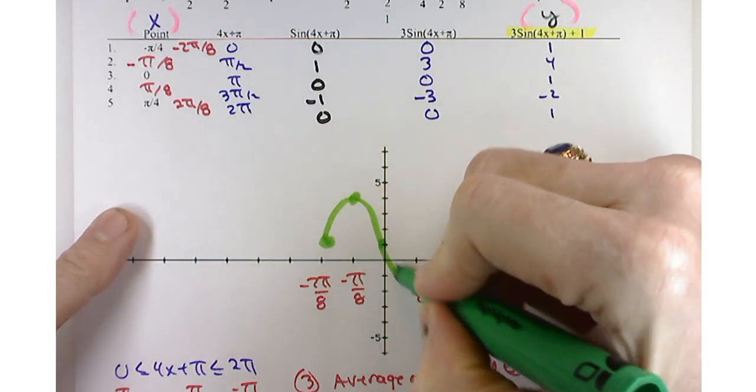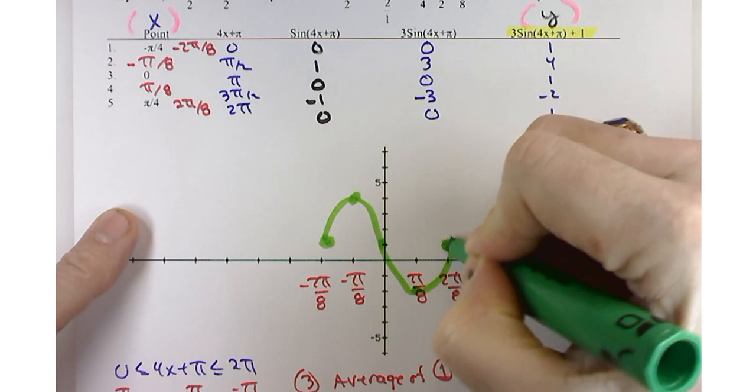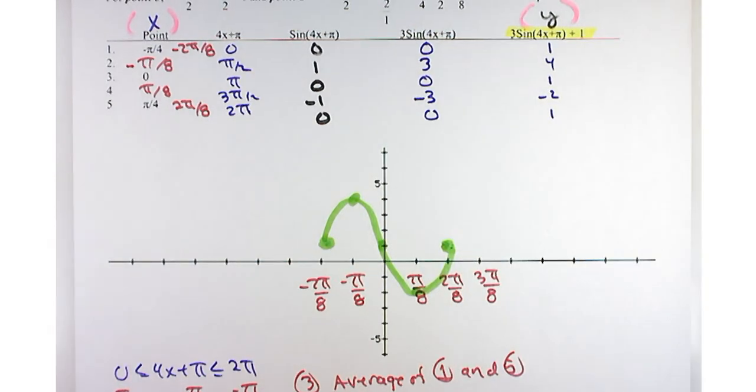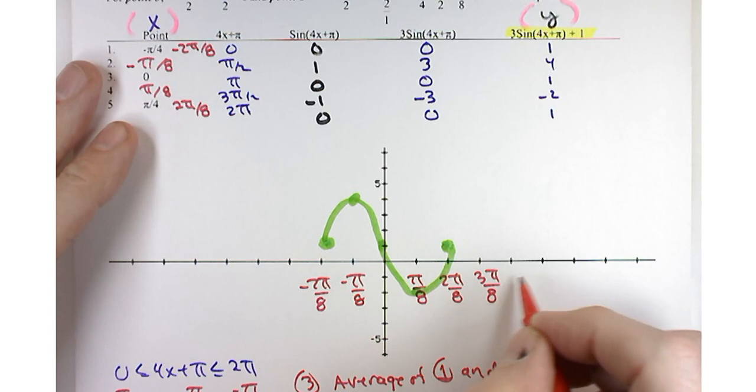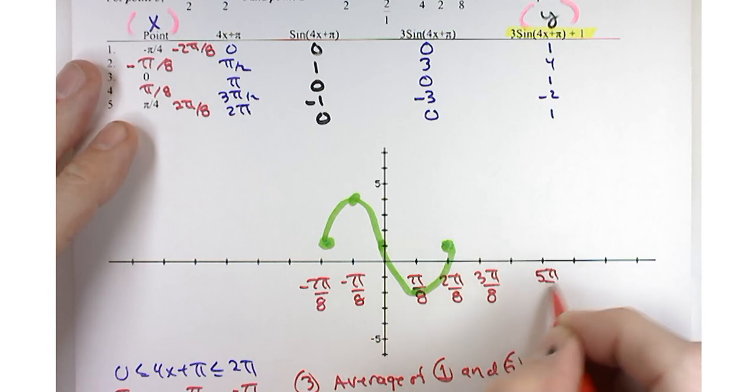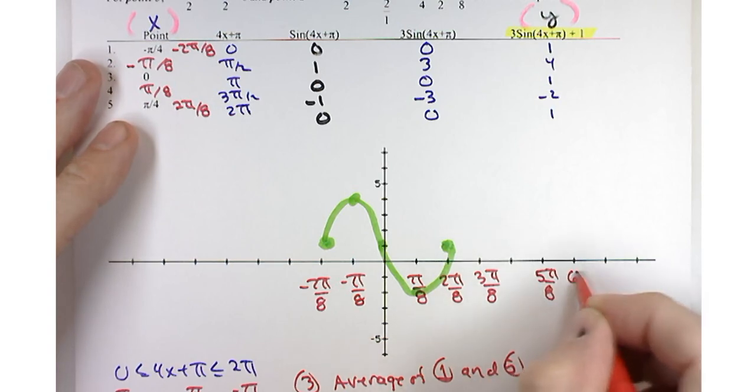You can play connect the dots like that. Now, if I ask a question on the exam like this, I'm probably going to ask you to do 2 periods. Does 2 periods mean we have to do a lot more work? No. Remember, this is periodic. The graph repeats itself. So 3 pi over 8, 4 pi over 8, 5 pi over 8, 6 pi over 8.